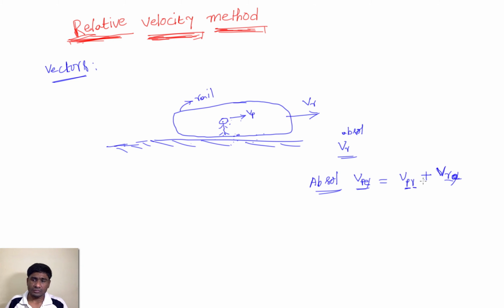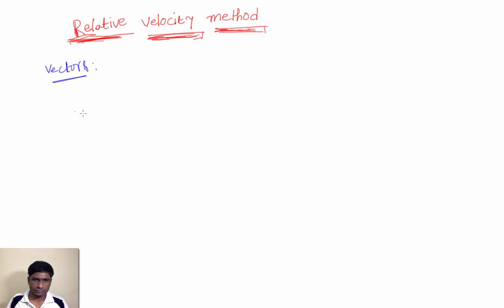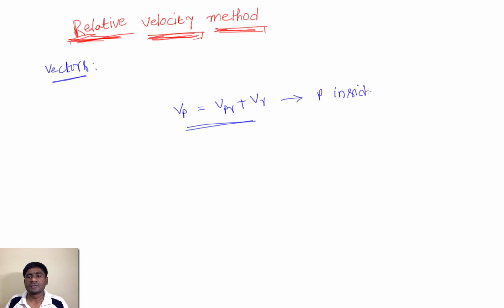And here this value is positive, because both are going in the same direction. But if the person is moving in the opposite direction, again we will get, instead of plus, a negative direction. So in the previous case, the person is moving inside the rail, so that's how we calculated. So velocity of the person equals velocity of the person with respect to rail, because he is moving in the rail, plus velocity of the rail. That's how we calculated, because the person P is inside R.